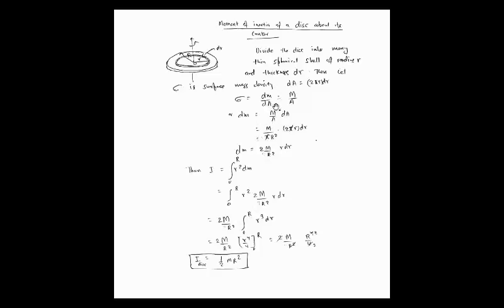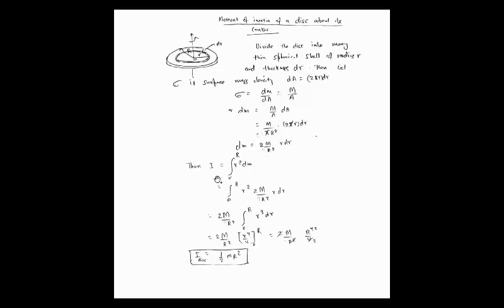So then what you need for integration is dm. dm is mass over total area times differential area. So this is mass over pi r squared, and the differential area is 2 pi r dr, and then dm comes out to be 2m over r squared times r dr.